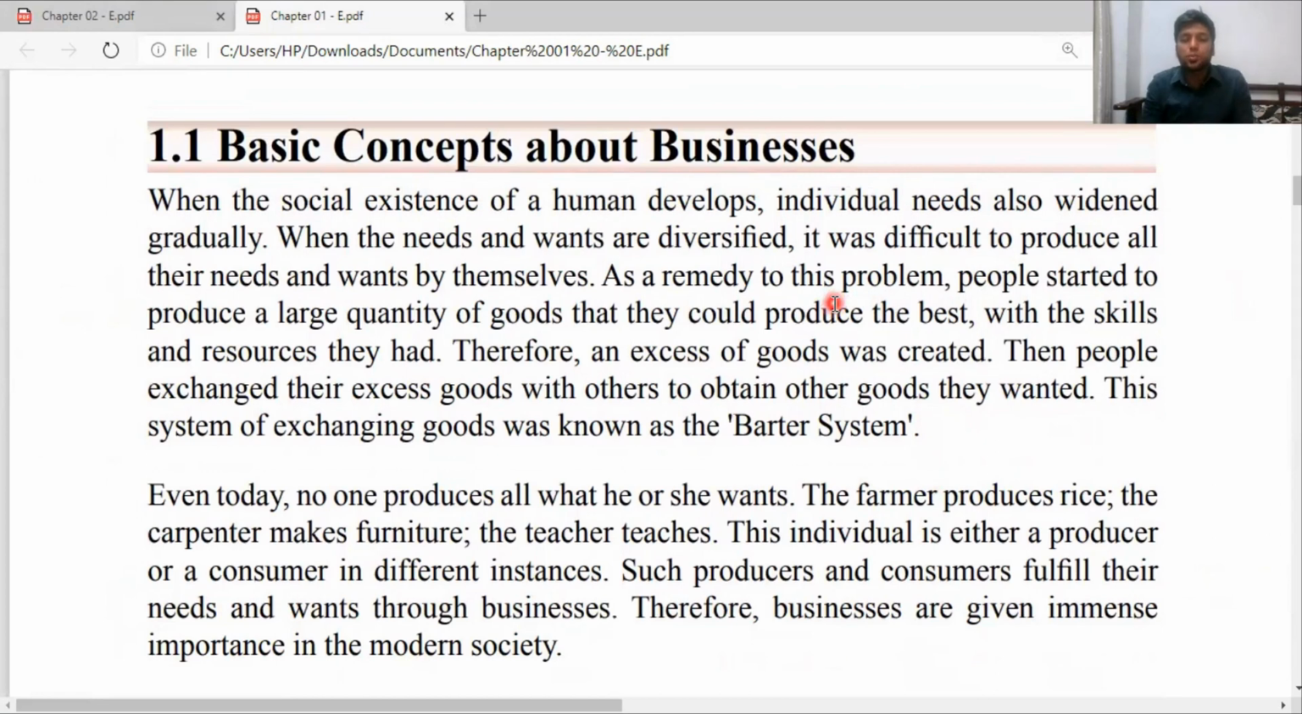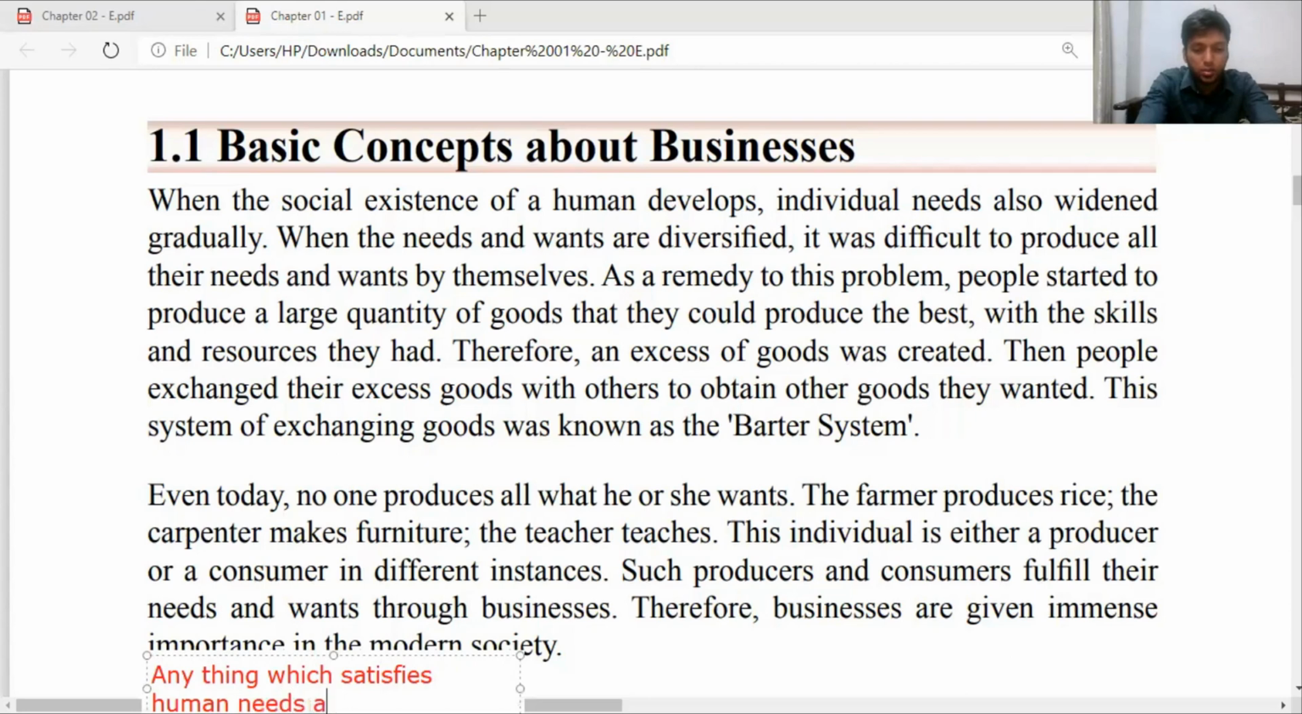So in simple terms, anything which satisfies human needs and wants is known as business. You can write it down if you really want to. These are the things which can be tested on your paper. What is a business? Anything which satisfies human needs and wants. This is the basic definition of business. But if you really want to learn these things in depth, I will be moving on to the next content.